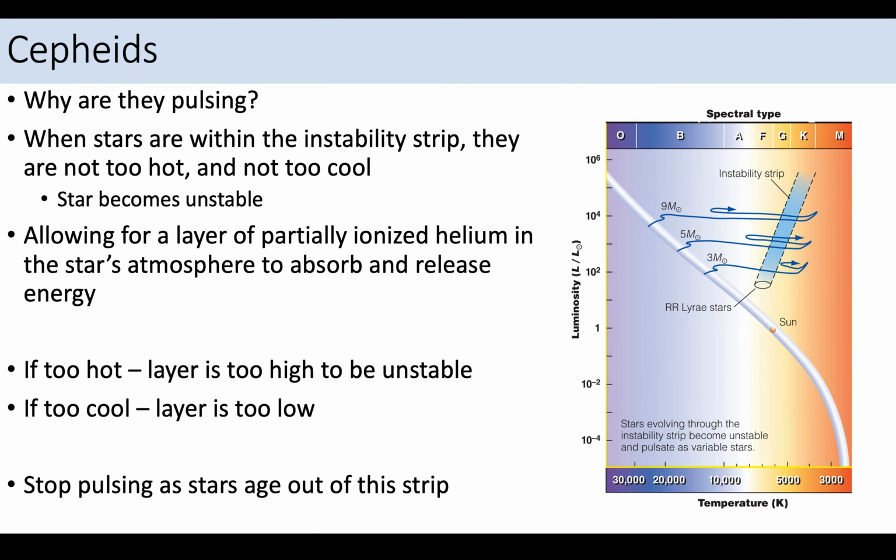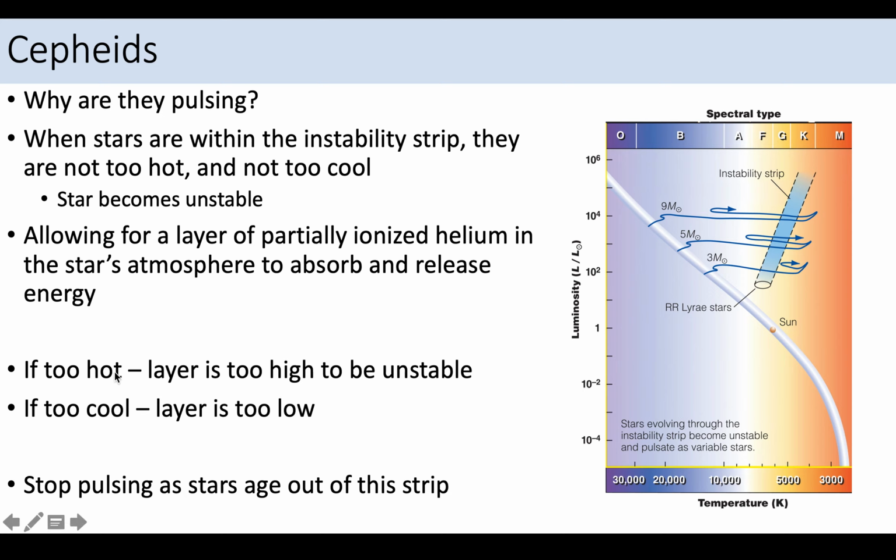So why do these variable stars pulse? This instability strip is sort of like a Goldilocks zone. This is where the stars are not too hot and they're not too cold, and they can actually become unstable. So what happens is a layer of partially ionized helium in the atmosphere of the star will actually start to absorb and release energy. So that is the pulsing that we see, the absorption and then release of photons from this layer of the star's atmosphere.